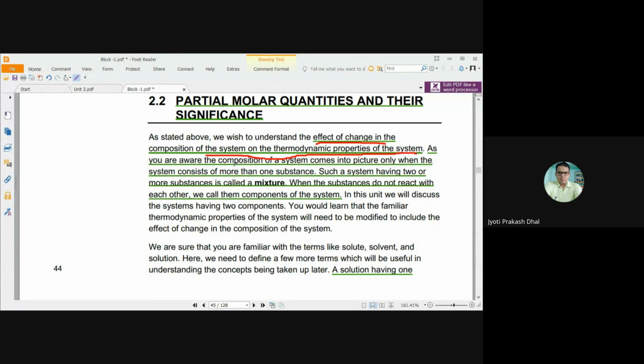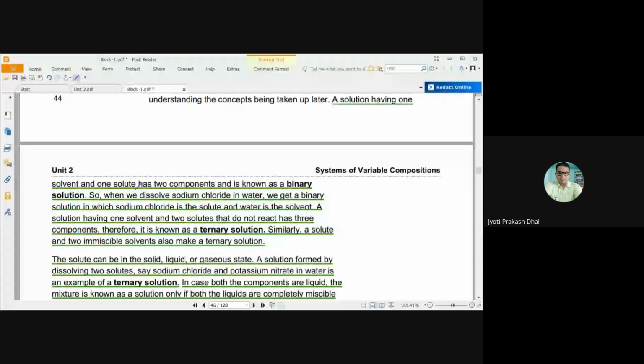As you know, the composition of the system comes into the picture only when the system consists of more than one substance, because composition will be one variable. If the system contains more than one substance, that means the system is a mixture, and the substances do not react with each other, we call them the components of the system. A solution having one solvent and one solute has two components, and that is known as a binary solution. So when you dissolve sodium chloride in water, we get a binary solution in which sodium chloride is the solute and water is the solvent.